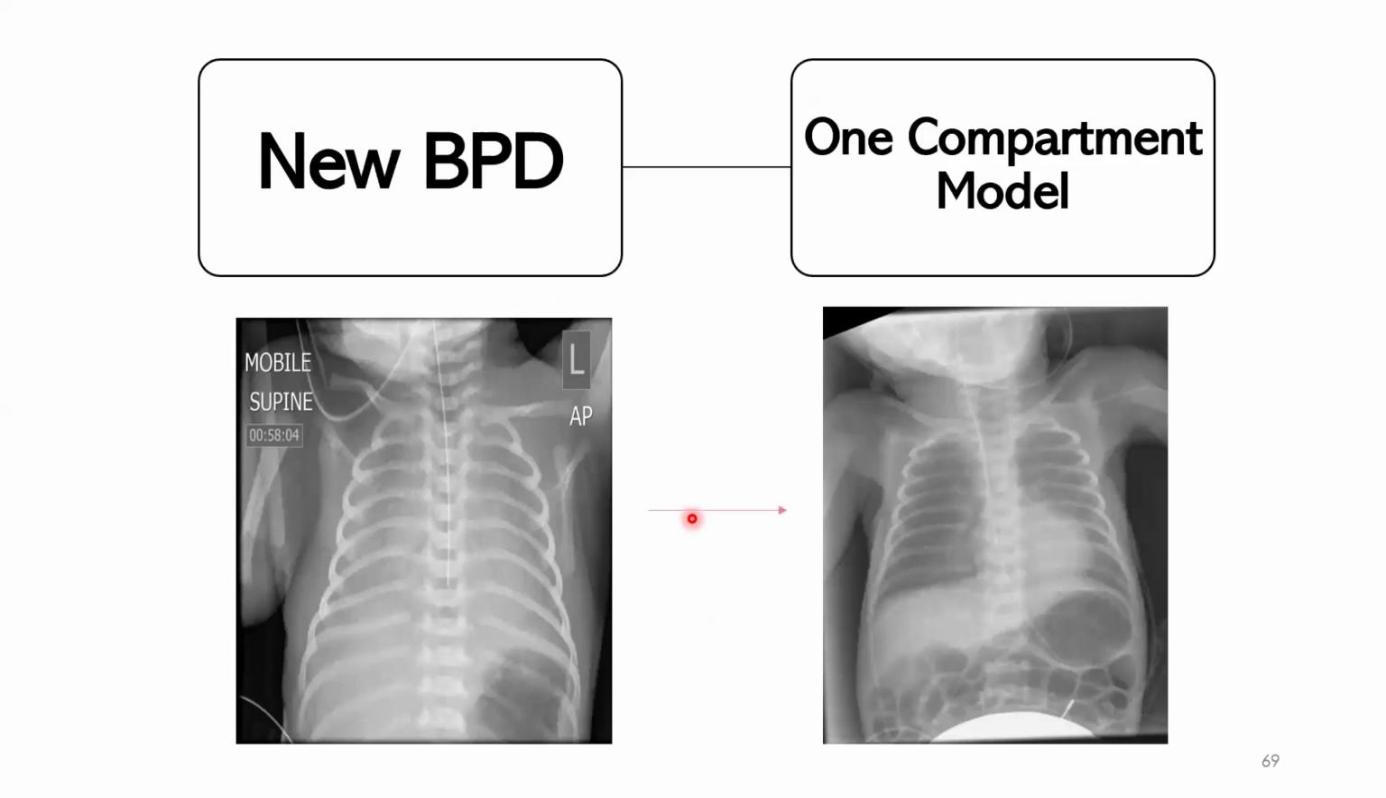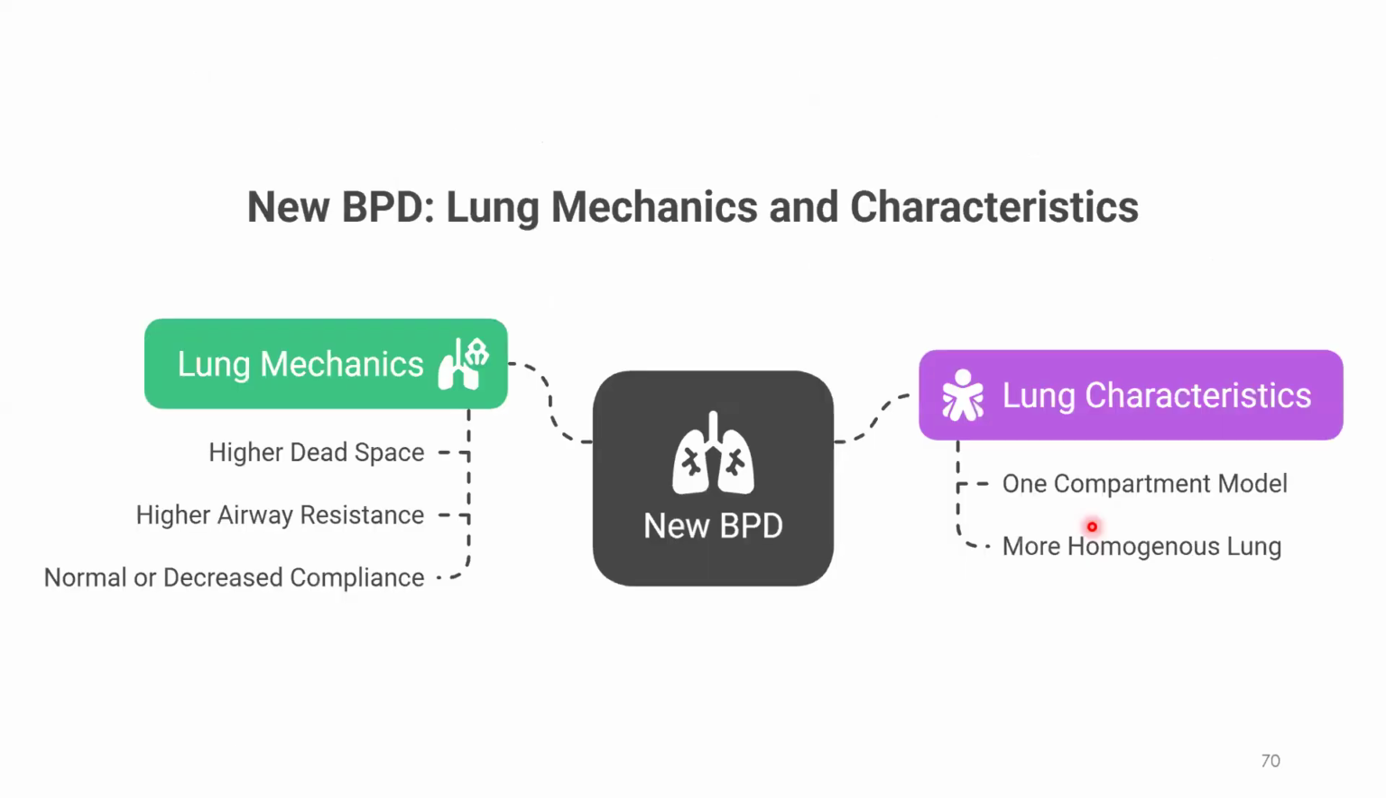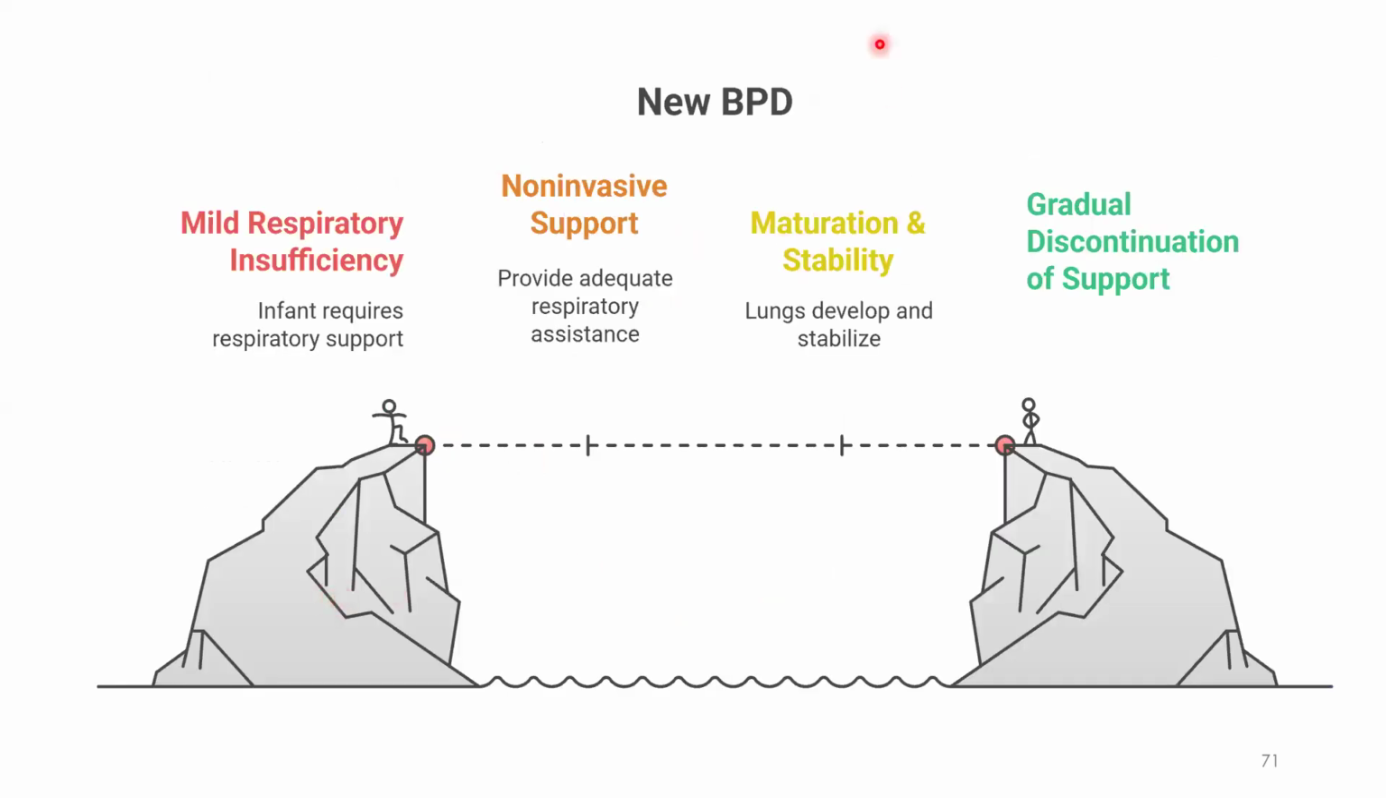So what is new BPD? New BPD is basically an arrest in alveolarization. So you will see an almost RDS-like lung. That is, all the lung parenchyma behaves similarly. There is a one-compartment model, so it's very easy to ventilate such a baby. If you see the respiratory lung mechanics, there will be high dead space volume, resistance will be high, and compliance may be normal or decreased. So that is new BPD.